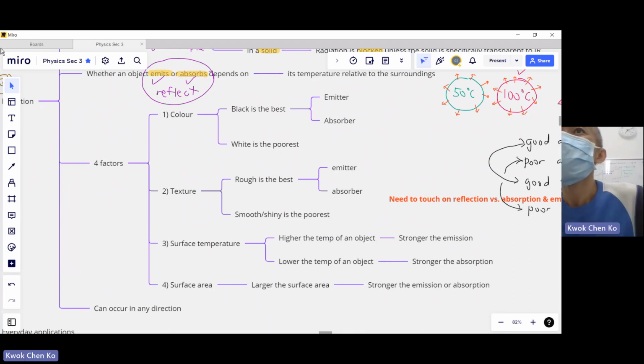Everything written down, everything. Any of this can come up.